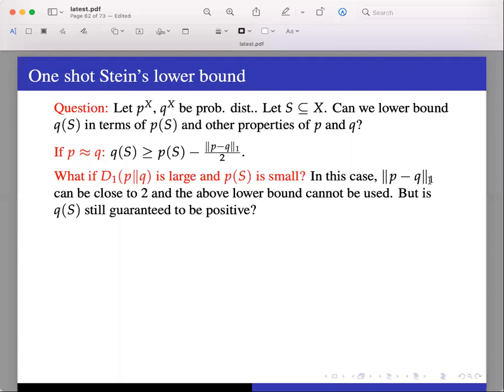But I'm not even talking of such large D1. I just think of D1 as a small constant, like 2, 3, 10 maybe. In this case, already the L1 distance can be close to 2, and so this lower bounding technique by L1 cannot be used. So the question is, suppose D1 is large but finite, and P(S) is small but non-zero, can you guarantee that Q(S) is still positive?